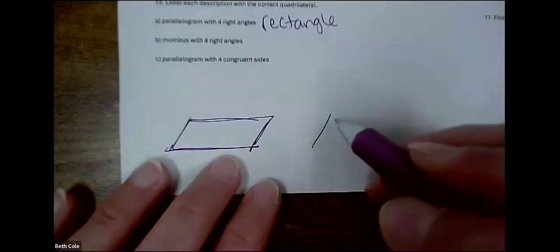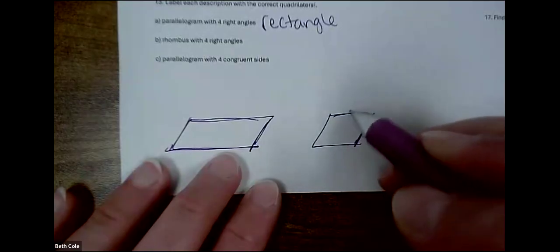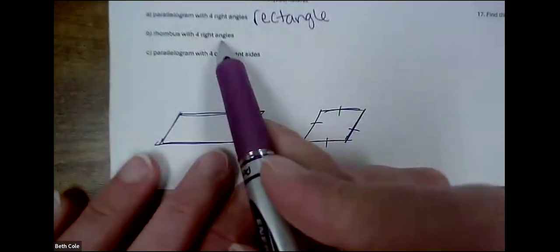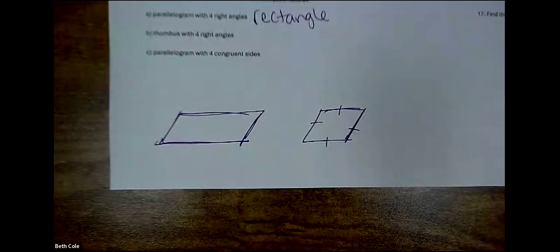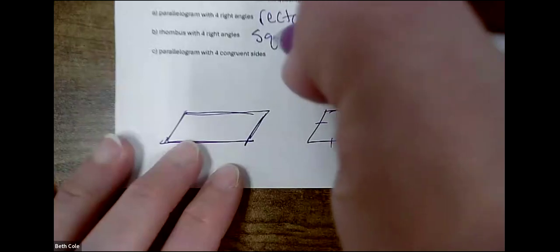The next one. A rhombus looks like this. All the sides are congruent, but we want to straighten it out and make it have 4 right angles. So if you take a rhombus and just make it have 4 right angles, what shape do you get? It's a square. All the sides are the same.